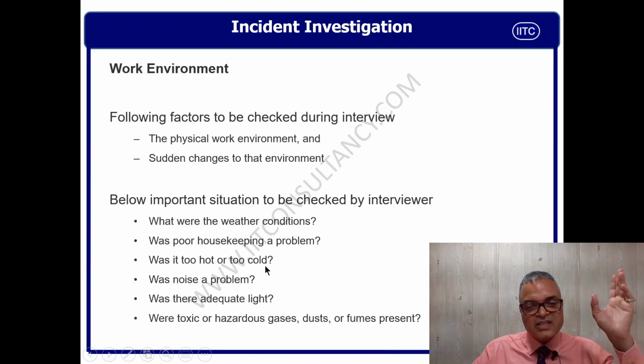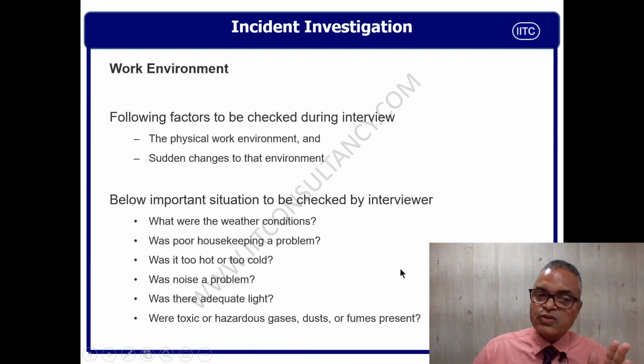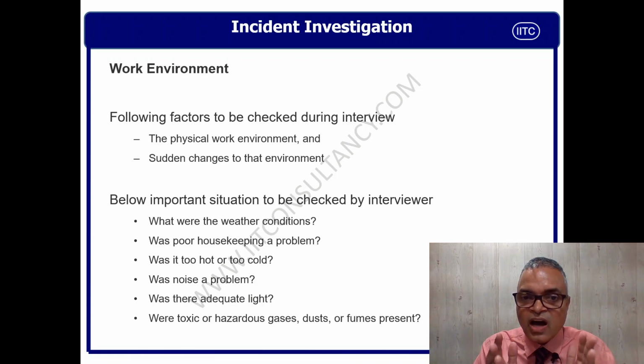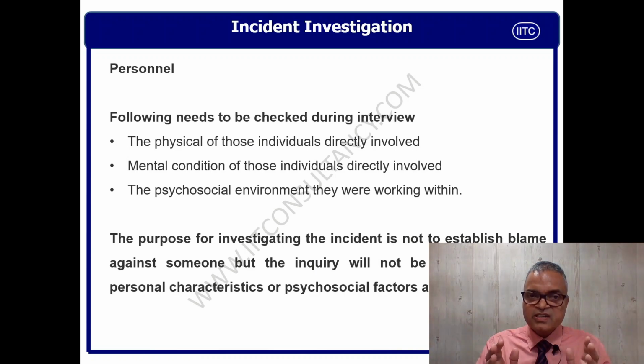Was the temperature very high or very low? Was there noise pollution? Was there adequate lighting, illumination? Were toxic or hazardous gas, dust or fume present? See, sometimes toxic gases can also create an accident. You never know. These all have to be checked and asked by the interviewer to identify the right root cause of an accident. The following needs to be checked during the interview.